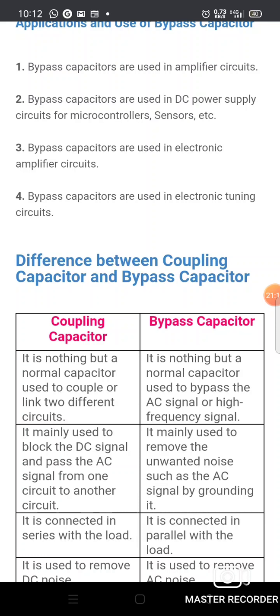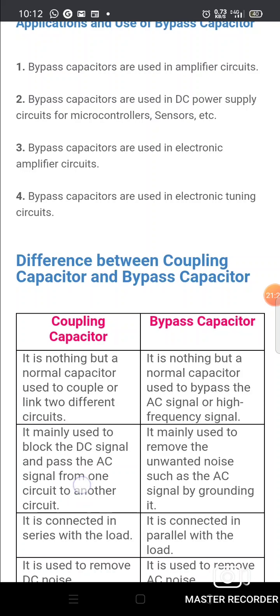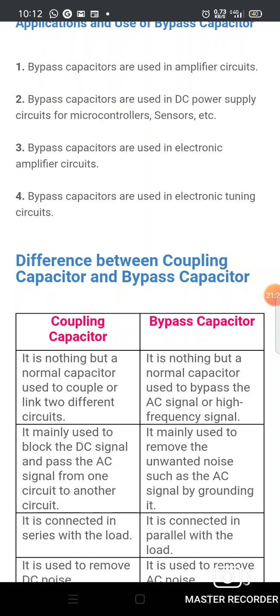And the last point here: the coupling capacitor is used to remove DC noise, because it blocks or stops or rejects the DC component. That DC component is considered noise for the coupling capacitor, that is the DC noise. The coupling capacitor removes the DC noise signals.